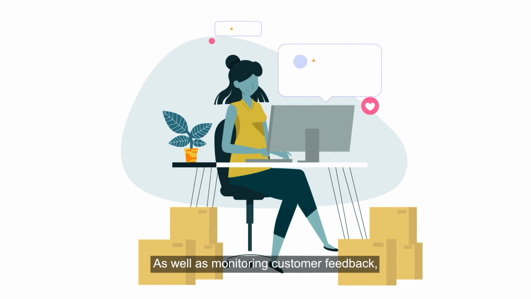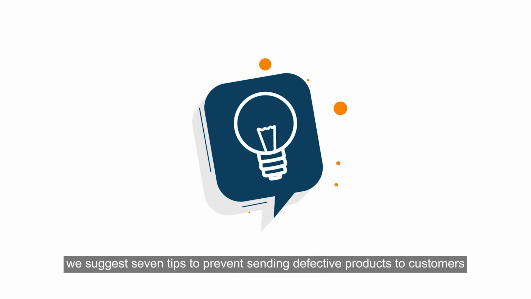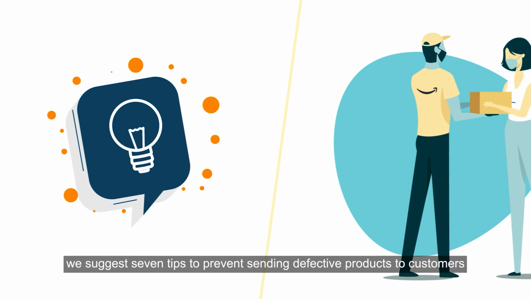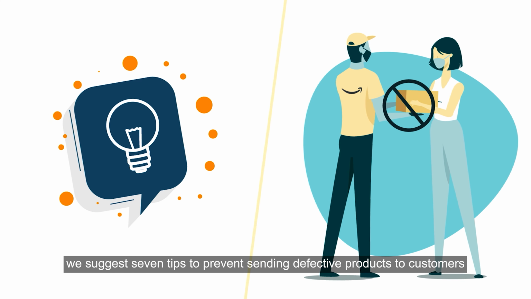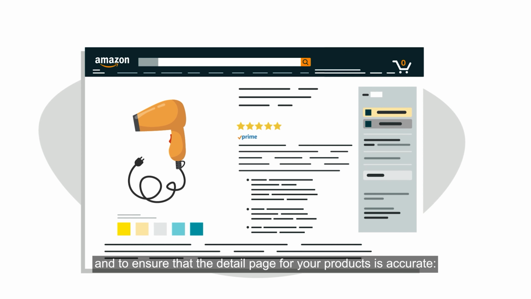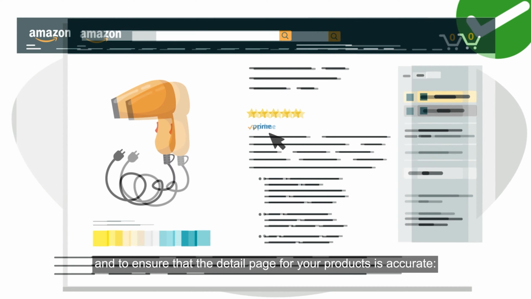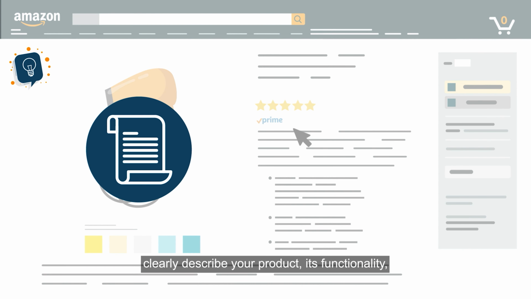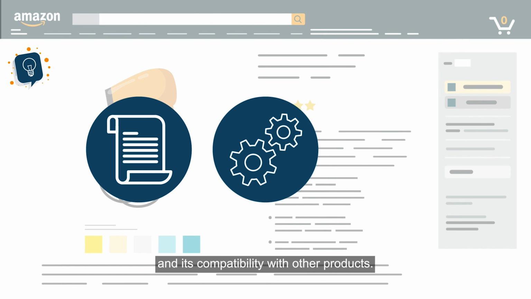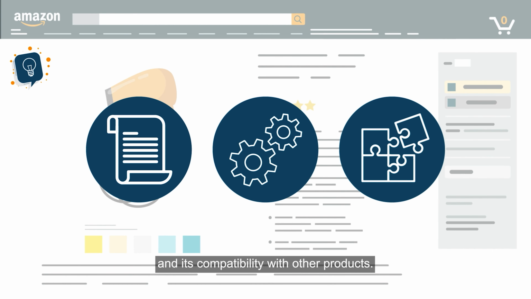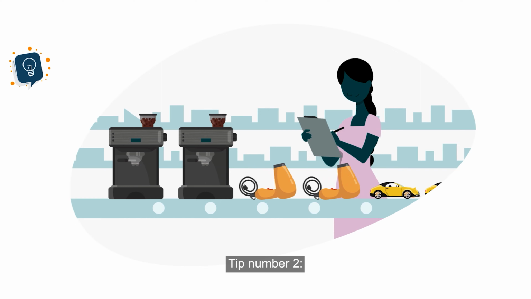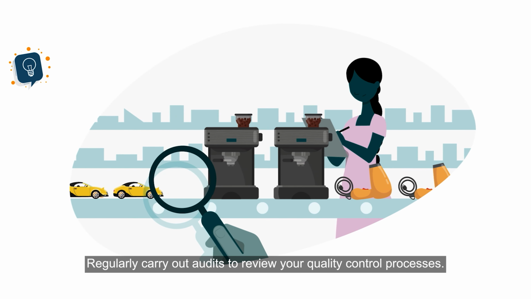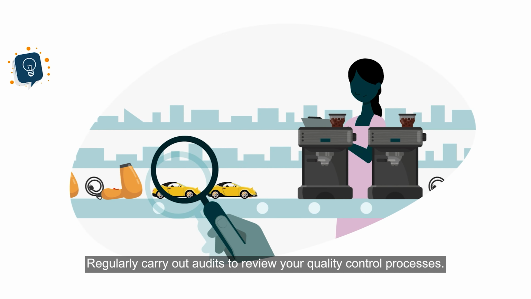As well as monitoring customer feedback, we suggest 7 tips to prevent sending defective products to customers and to ensure that the detail page for your products is accurate. Tip 1. On your product's detail page, clearly describe your product, its functionality, and its compatibility with other products. Tip number 2. Regularly carry out audits to review your quality control processes.